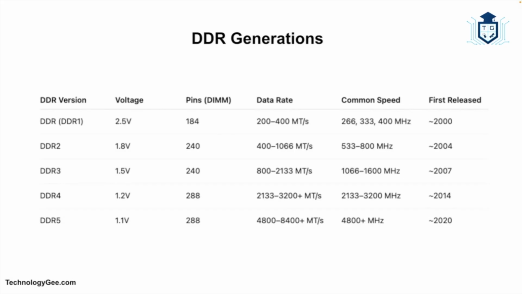DDR1, that is old school. DDR2 is a slight upgrade from DDR1. DDR3, this is still hanging around. DDR4 RAM, that is still being used today. And DDR5, that is the future of RAM.